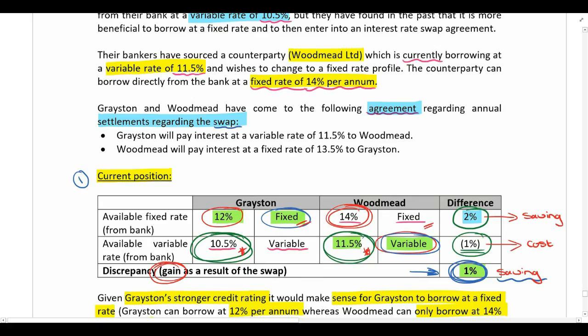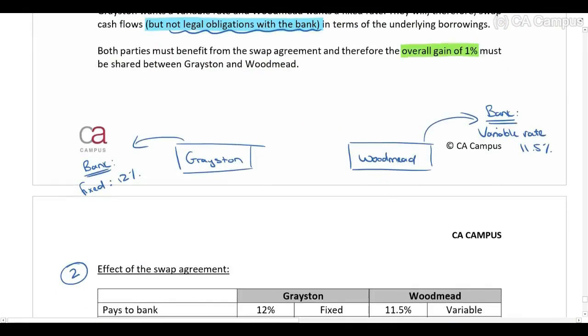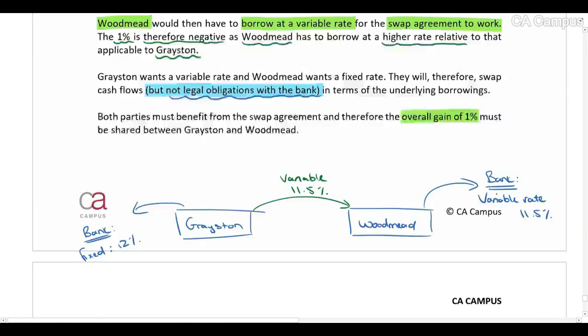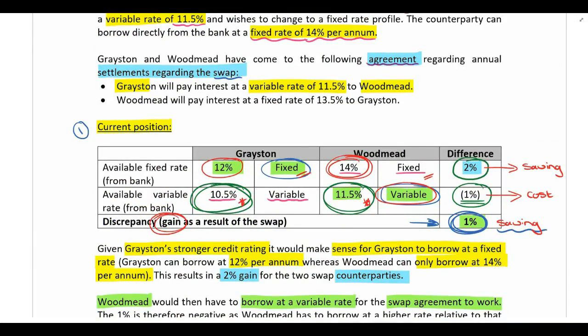In terms of this swap agreement, Gryon is going to pay interest at a variable rate of 11.5% to Woodmead. So let's include that in our diagram. And we also know that Woodmead is going to pay interest at a fixed rate of 13.5% to Gryon.